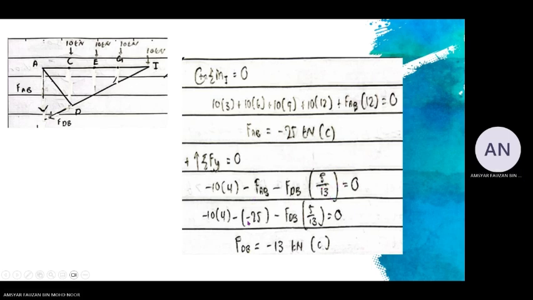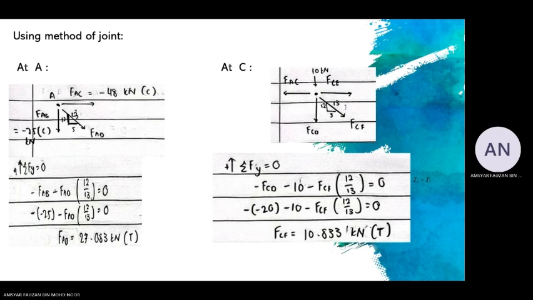And we continue. The value of FB is negative 25. We substitute into this equation, and we got FDB equals negative 30 kilonewton. And we know negative is compression. Okay, next part. We got FAC equals negative 48 kilonewton, and FAB equals negative 25 kilonewton. We got this from the previous calculation.